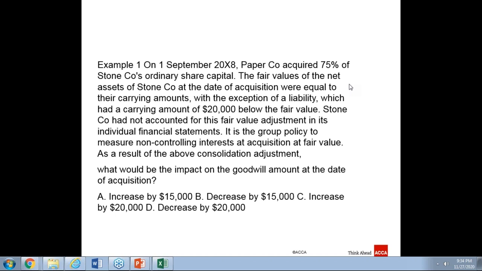So are people getting this point? So that is the reason the right answer is C. This is tricky, yes. But why is the increase not 75%? Do we ever apply percentage in the calculation of the goodwill? No, we take the 100% adjustment of the fair value for the calculation of the goodwill.